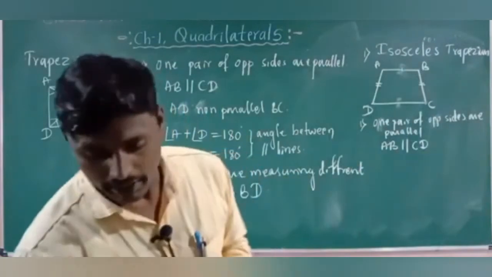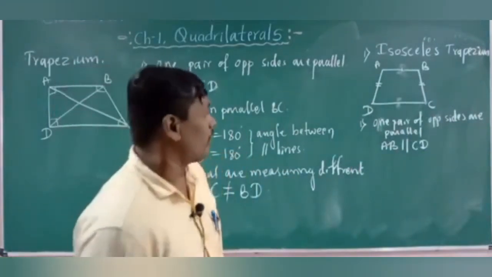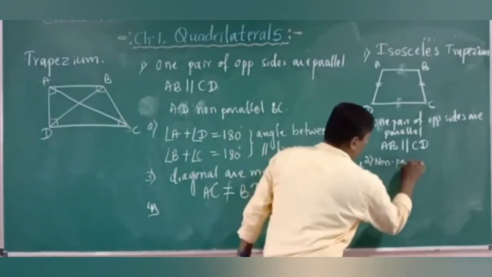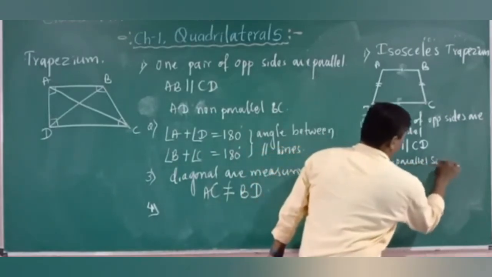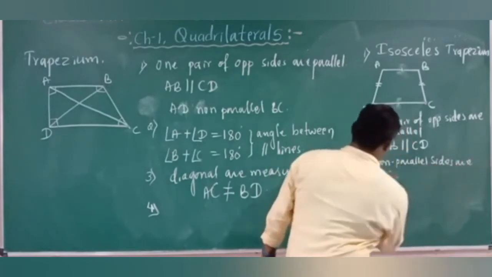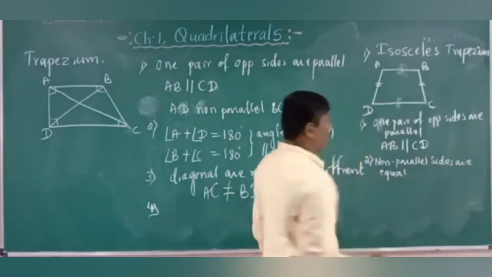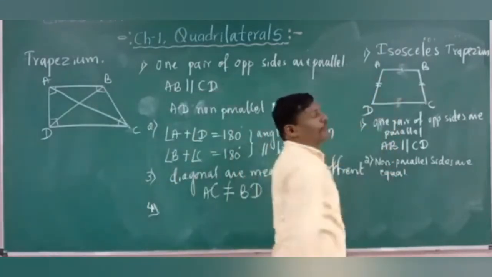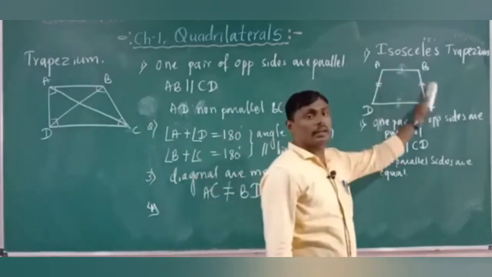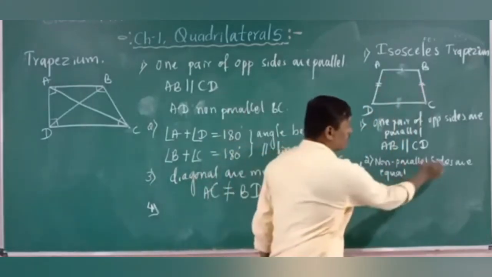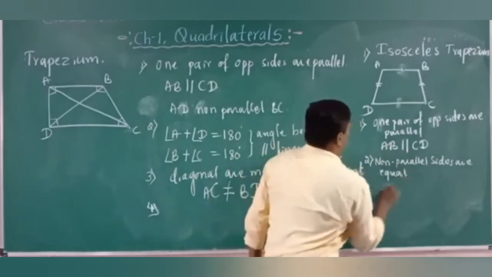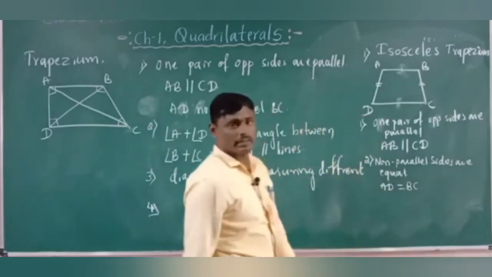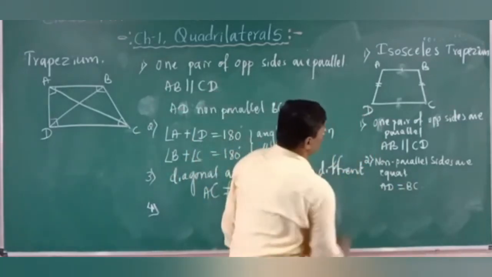Next, the second property. The non-parallel sides are equal. Non-parallel sides means if we extend the two lines, they will meet at one particular point, right? So these two are the non-parallel sides, and they have equal length. So non-parallel sides AD is equal to BC. That is the second property of the isosceles trapezium.